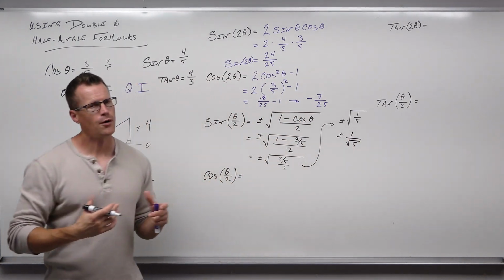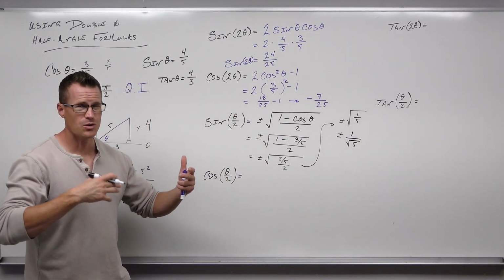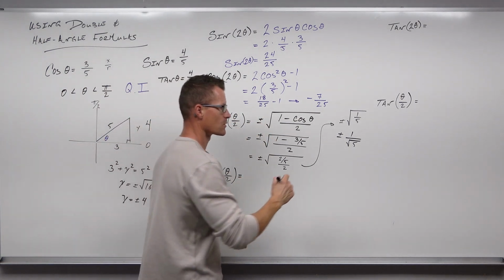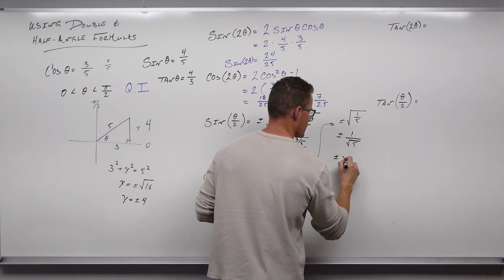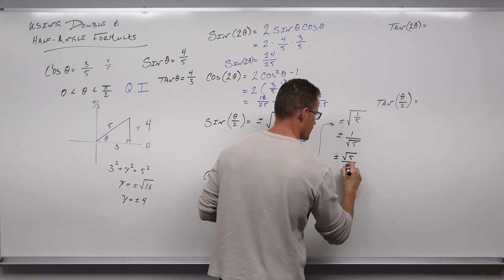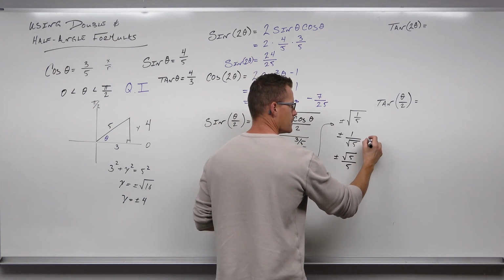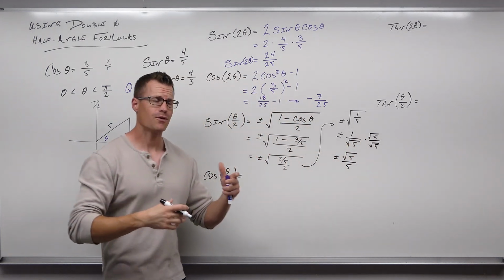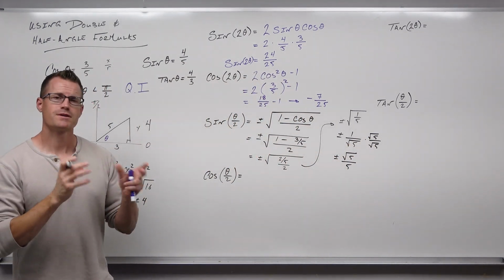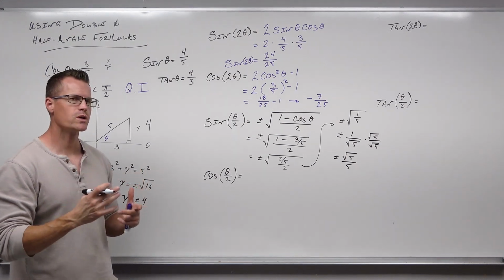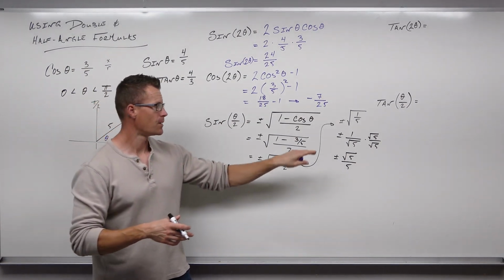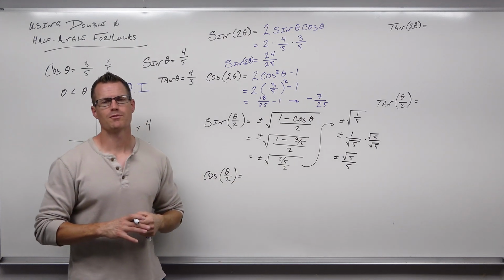Now, we do oftentimes rationalize the denominator. You can probably do it in your head at this point, but you multiply by the square root of 5 over the square root of 5. One times the square root of 5 is square root of 5. Square root of 5 times itself just gives you 5. So you have this choice to make right now. The sine theta over 2 is either positive or negative square root of 5 over 5.